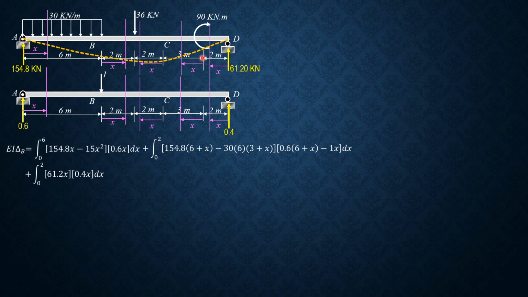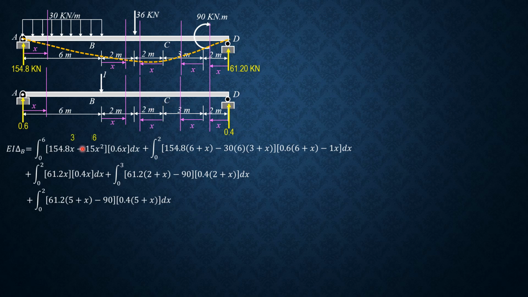In this section, considering forces on the right, plus integral 0 to 3 of 61.2 times 2 plus x minus 90. Then for small m, 0.4 of quantity 2 plus x only, dx. And finally, in this section, we have integral 0 to 2 of 61.2 times 5 plus x minus 90. Then for the small m, 0.4 times 5 plus x dx.